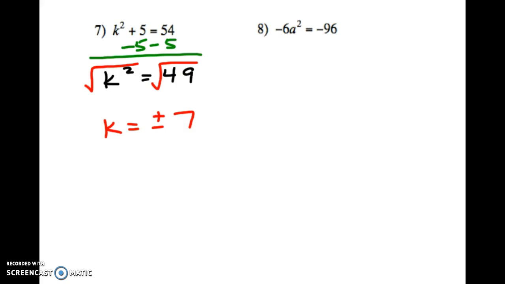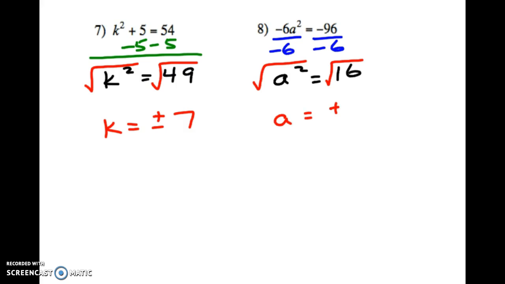For number 8, this time we got negative 6a squared, so it's negative 6 times a squared. So to get rid of the negative 6 and get the variable by itself, we're going to divide by negative 6. That would leave us a squared on the left. Negative 96 divided by negative 6 turns out to be 16, which works out real nice. We take the square root to undo the square, and we get a equals, remember our plus or minus, and the square root of 16 will be 4.